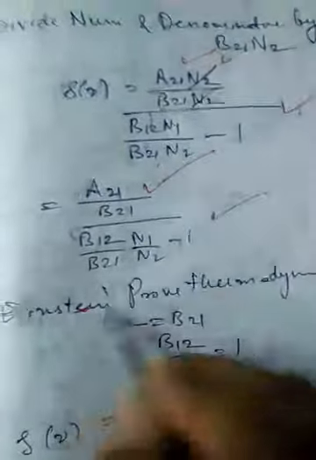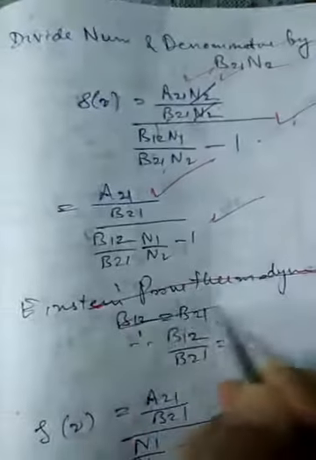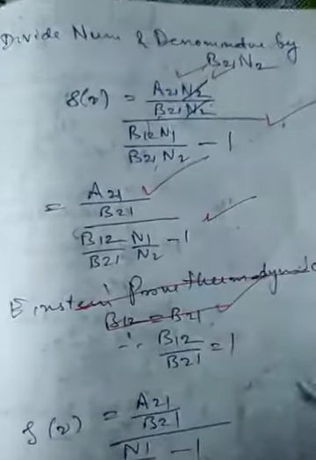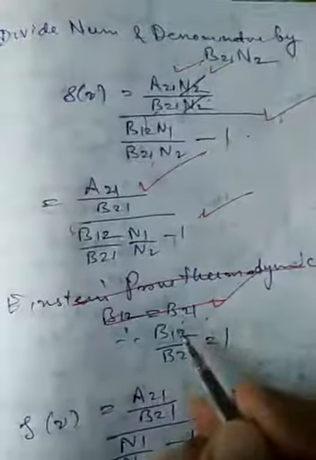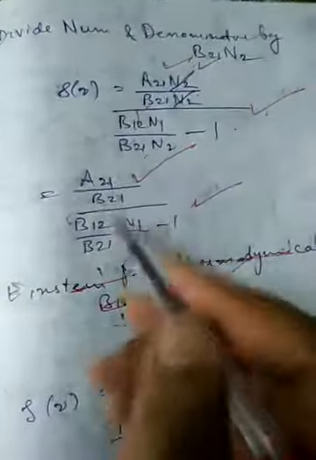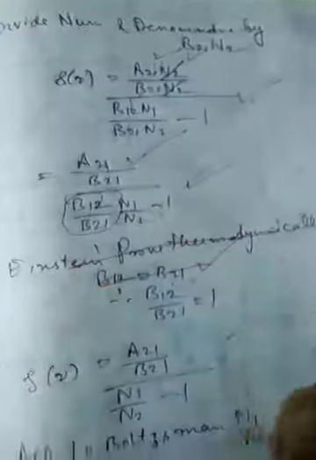But Einstein has proved thermodynamically that B12 is equal to B21. So B21 or B12 is equal to 1, which means we put the value here as 1.